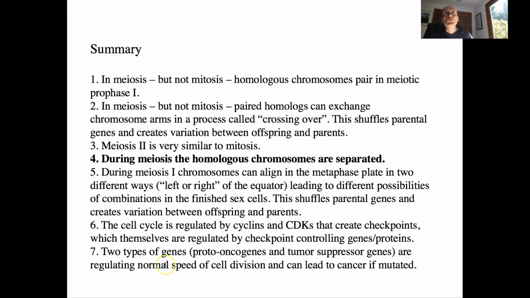And then we talked about two different types of these genes that regulate the normal speed of cell division, and those are the proto-oncogenes and the tumor suppressor genes. A mutation or lack of function in either one of these types of proteins can lead to cancer.